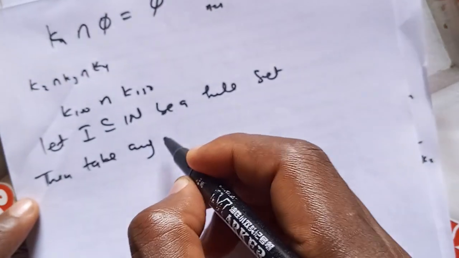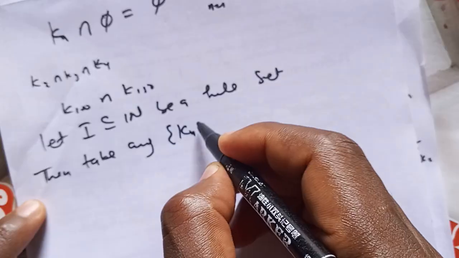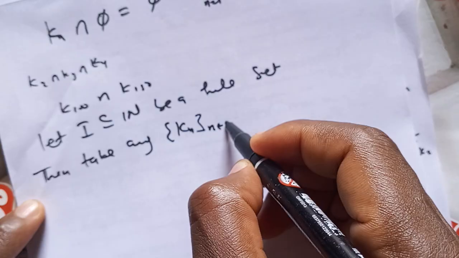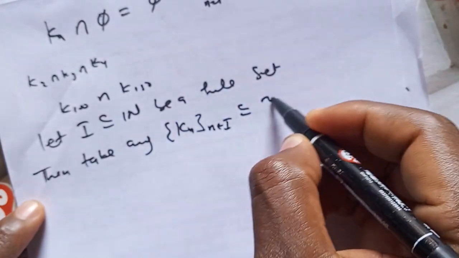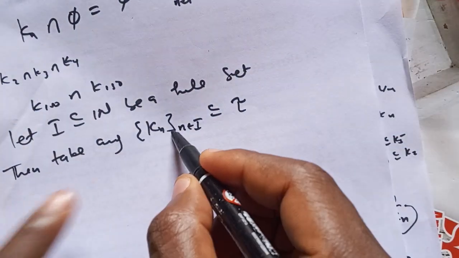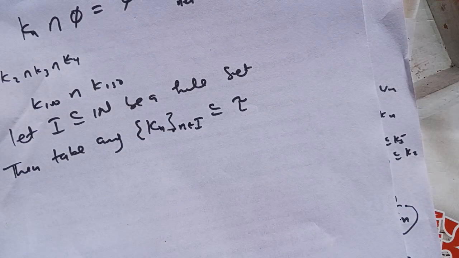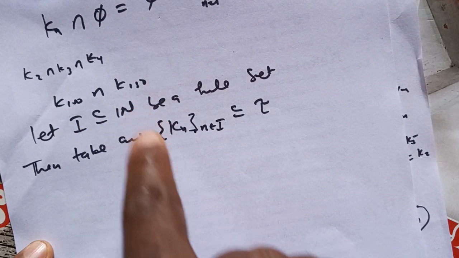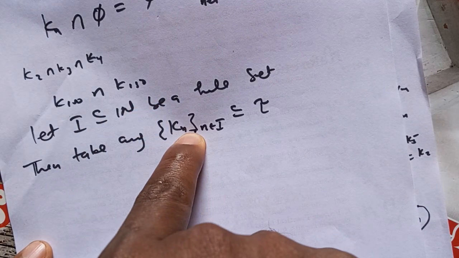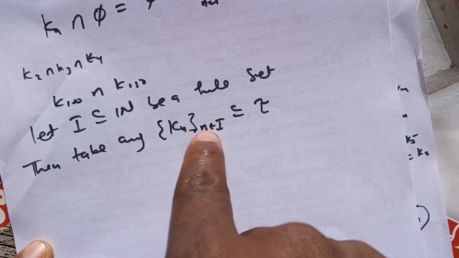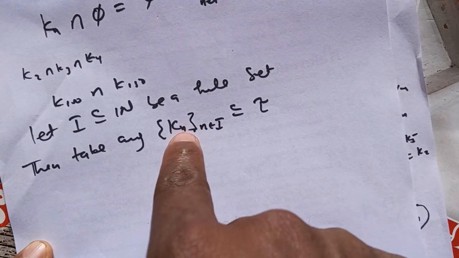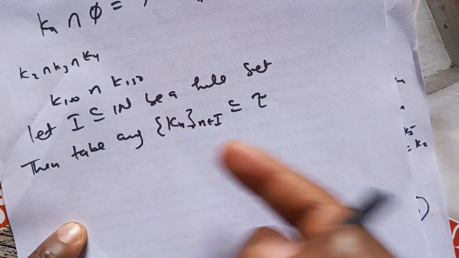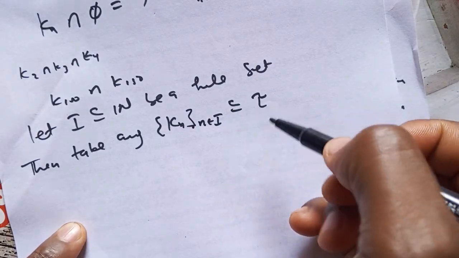Take any collection Kn where n is coming from I, be a subset of tau. Take any collection. Remember, this collection will now be a finite collection. I here is the index set, a subset of N. So therefore the collection will be finite, because if the index set is finite, then the collection will be finite. So take any collection which is a finite collection, which is a subset of tau.